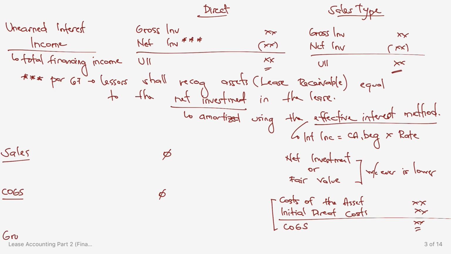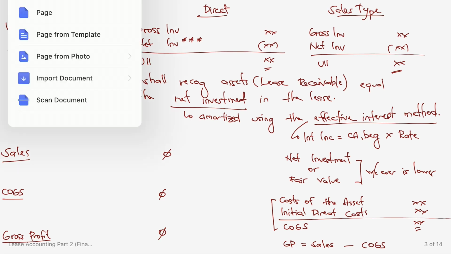Then, last item will be the gross profit. Under the direct finance lease, gross profit will be equal to 0 kasi wala ka namang sales at cost of goods sold. But under the sales type lease, this will be different because meron tayong sales and cost of goods sold. So, normal computation na lang to. Gross profit will be equal to sales minus cost of goods sold. Okay? So, that's the gross profit computation under the sales type lease. Then, let me add a page.